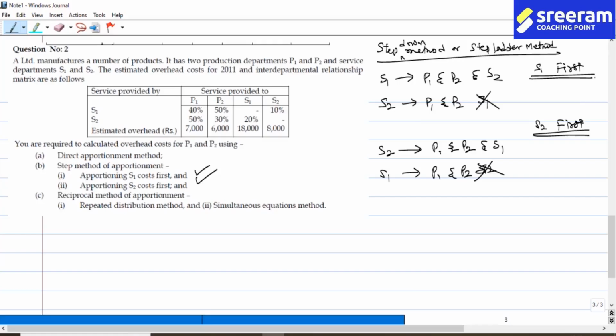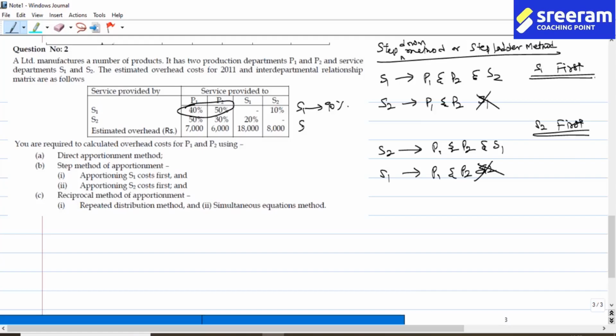Supposing under examination conditions, they have asked you to do it under the step down or step ladder method without indicating which one is to be taken first, whether S1 or S2. In that case, how do you judge whether S1 should be taken first or S2? Here is a place where I would like to tell a very important thing. If you take up S1, how much of its services had gone? Majority to production departments. S1 is serving 90% of its cost to P1 and P2.